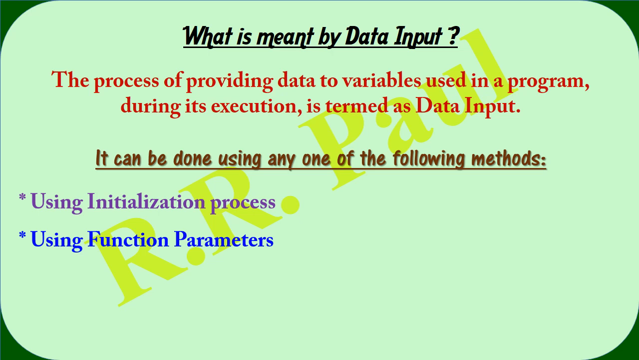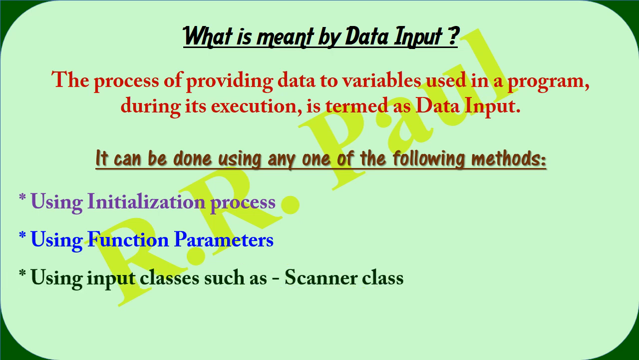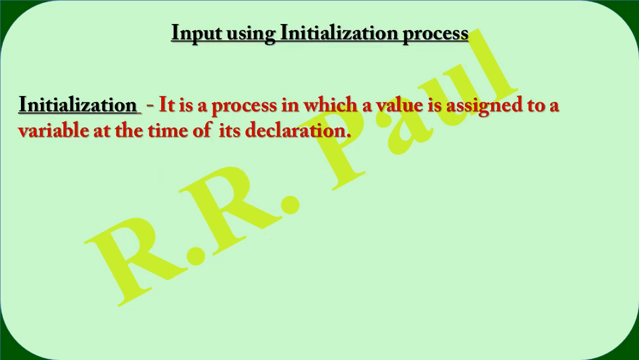Then the next one is through function parameters. A function is defined and in its prototype some values are passed. So through this method also variables can get some values. And the third method is through input classes. In this video, we will be discussing scanner class. Let us take these three one by one.